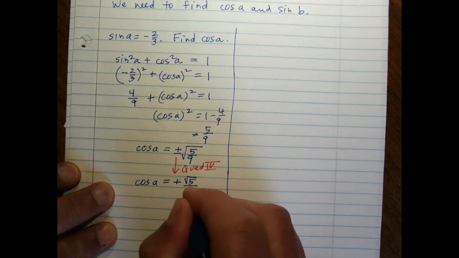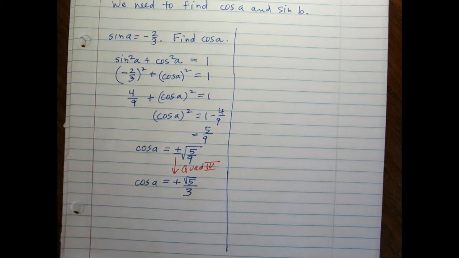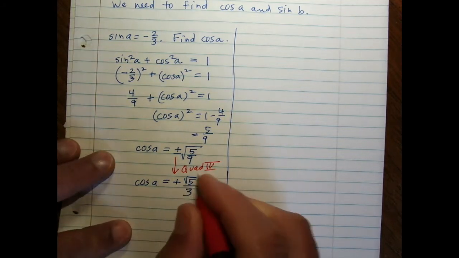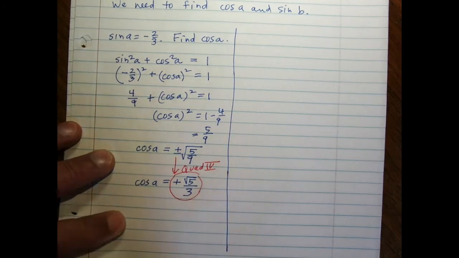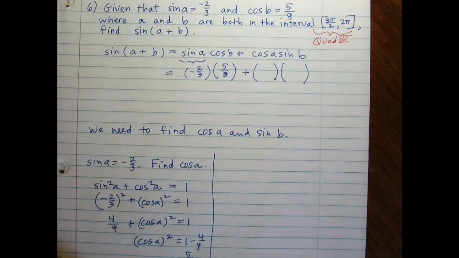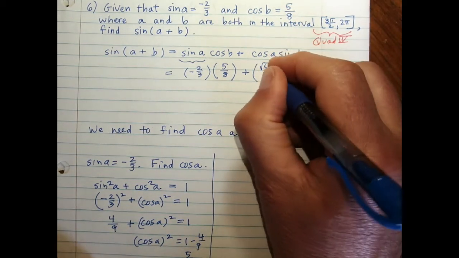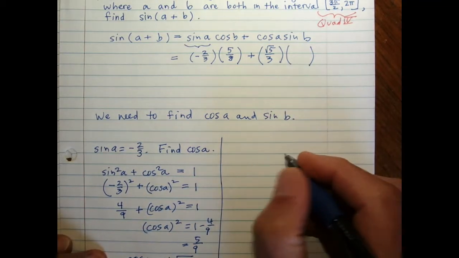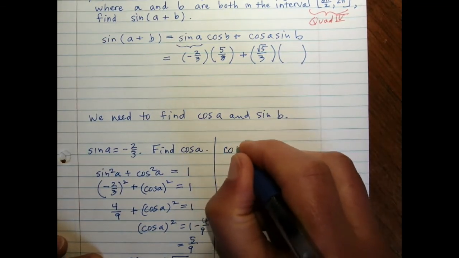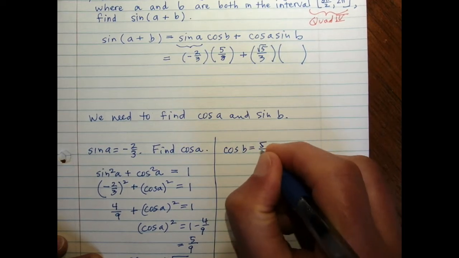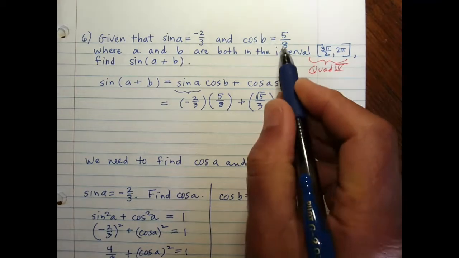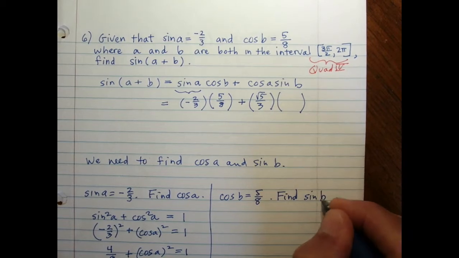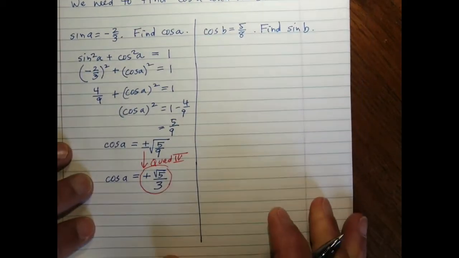That's square root of 5 over 3. I can take that square root of 9 in the denominator. And I got my value for cosine of A that I can plug in up above, square root of 5 over 3. And now we still need sine B. And I'm going to use the fact that cosine B is 5/8. That was given to us in the statement of the problem. And we got to find sine B. So it's going to be a very similar kind of calculation.